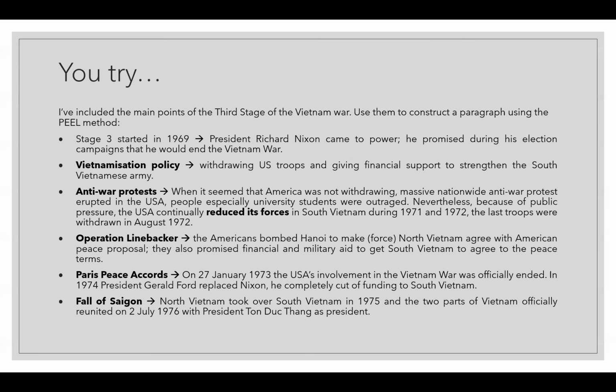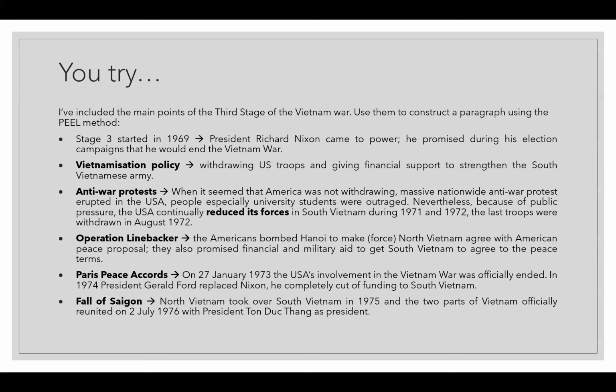So now we get stage 3. Stage 3 starts in 1969 with President Richard Nixon. He promised during his election campaigns he would end the Vietnam War, and to his credit, he does try. He's just very, very slow in how he does it, and that actually has a very negative effect. So he's got the Vietnamization policy, where he starts withdrawing the US troops and giving financial support to strengthen the Vietnamese army. So even though he's taking the US troops out, he's still supporting the South Vietnamese, still trying to be that sort of bulwark against communism.